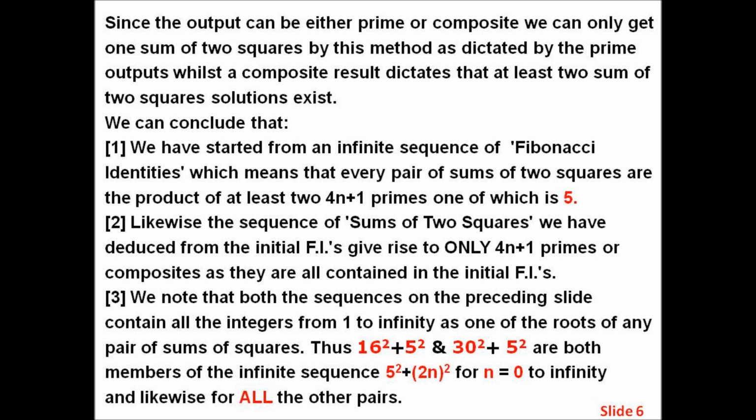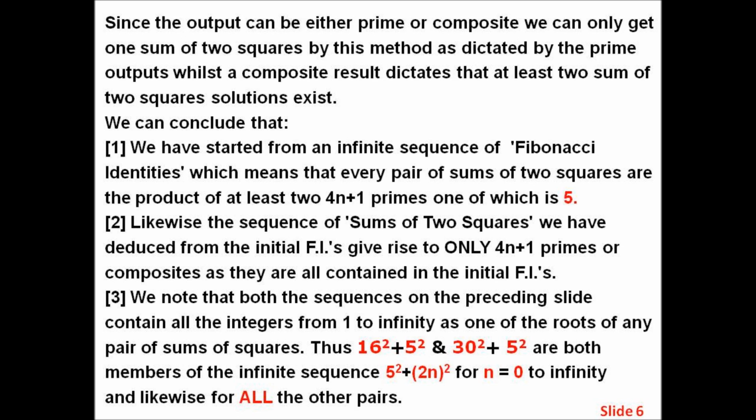Since the output can be either prime or composite, we can only get one sum of two squares by this method, as dictated by the prime output, whilst a composite result dictates that at least two sum of two square solutions exist. We can conclude that 1. We have started from an infinite sequence of Fibonacci identities, which means that every pair of sums of two squares are the product of at least two 4n plus 1 primes, one of which is 5.